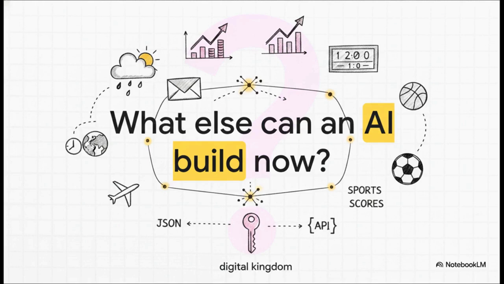We built a weather agent today, but if you can connect to a weather API, you can connect to financial markets, live sports scores, flight trackers, or even your own email. The concepts of APIs and JSON we unpacked today are the exact same tools used to build the most complex, interconnected software on the planet. You don't just have a weather app right now. You literally have the keys to the entire digital kingdom.